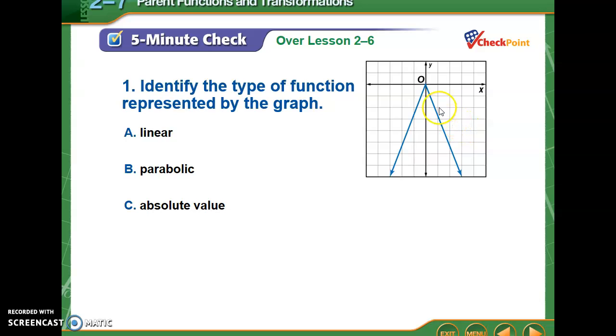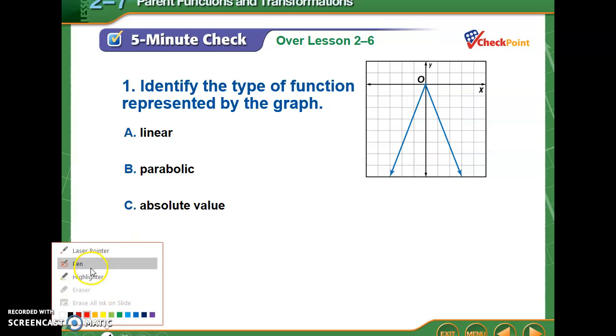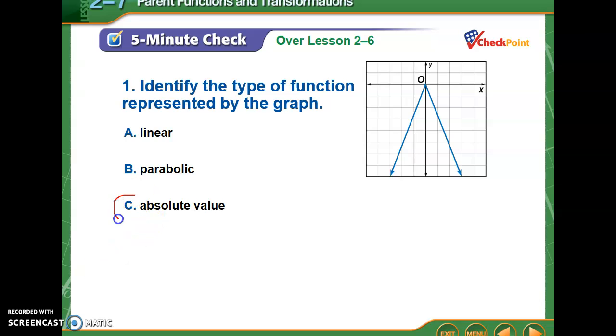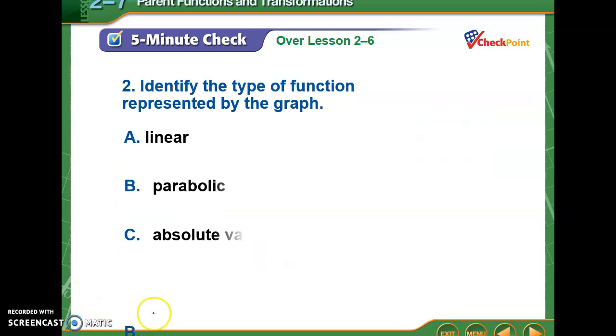It's a V shape. Is it linear, parabolic, or absolute value? Alright, so if it is a V shape, this is letter C. This is an absolute value function. Okay? Alright, how about this one?